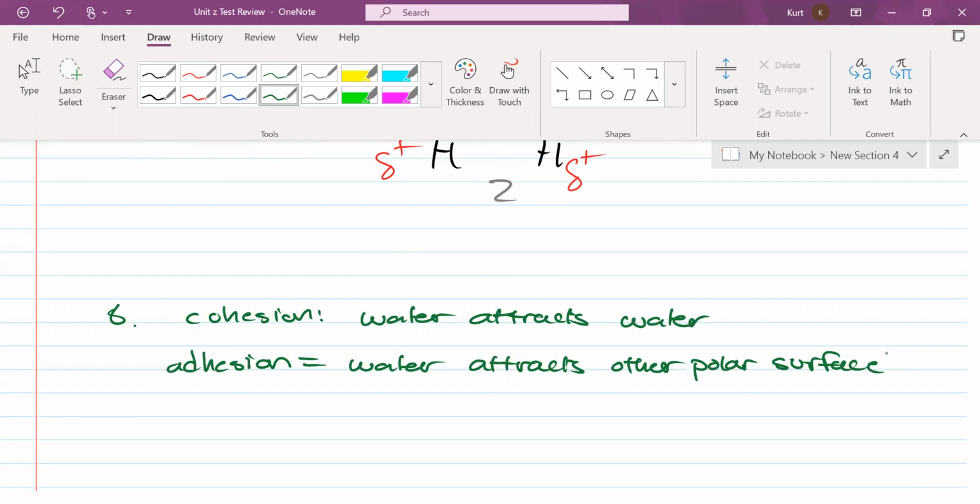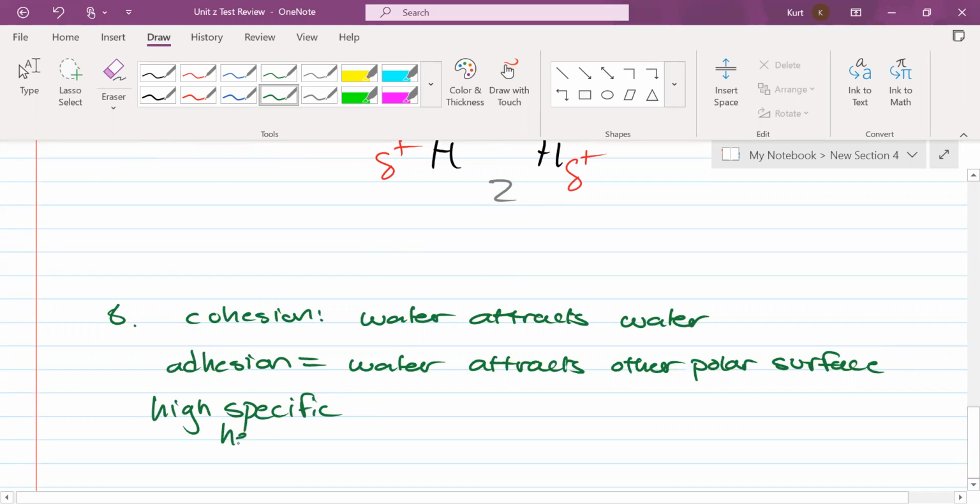And then we have high specific heat. Running low on time, guys. Whatever we don't get to, be tough. I might do it next period. High specific heat. Let's see. This is water's ability to absorb a lot of heat without changing its temperature.